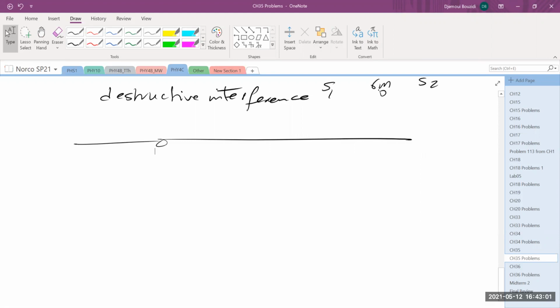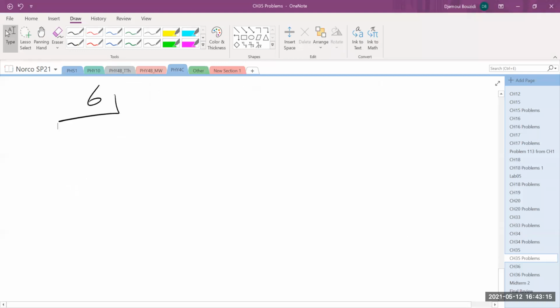Problem 6. Problem 6 says a coherent light of wavelength 500 nanometers. Now we're talking about stuff that is closer to the chapter. Not that the other two problems are not, they are general. So problem 6, coherent light of wavelength lambda equals 500 nanometers. So lambda is 500 nanometers. 500 nanometers is really probably the blue light. Okay, so this is visible. This is something we can see with our own eyes.